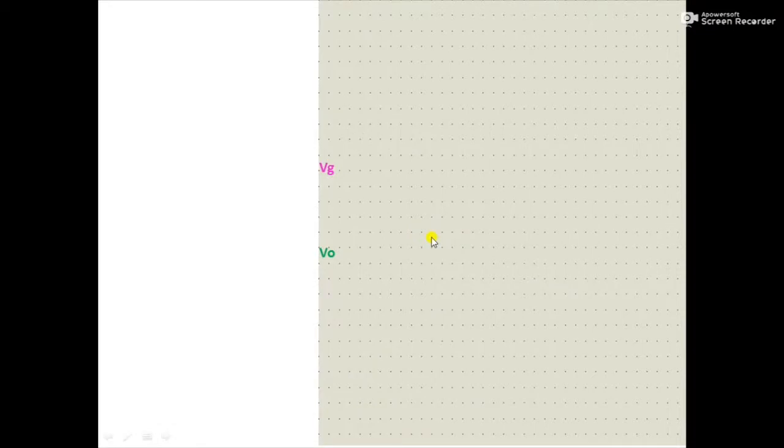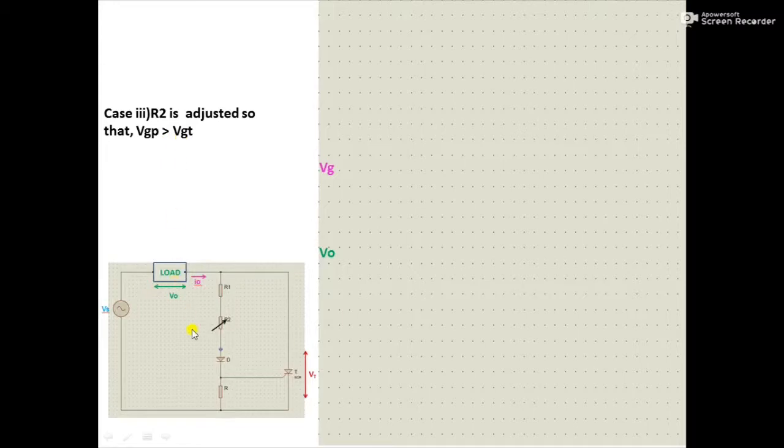Now let us see the third case, where R2 is adjusted so that VGP is greater than VGT. So we have taken the same circuit here. The voltage across R is VG, which is the gate voltage across the gate cathode terminals. R2 will be varied such that the VG peak value, that is VGP, will be greater than VGT. Now how is it happening?